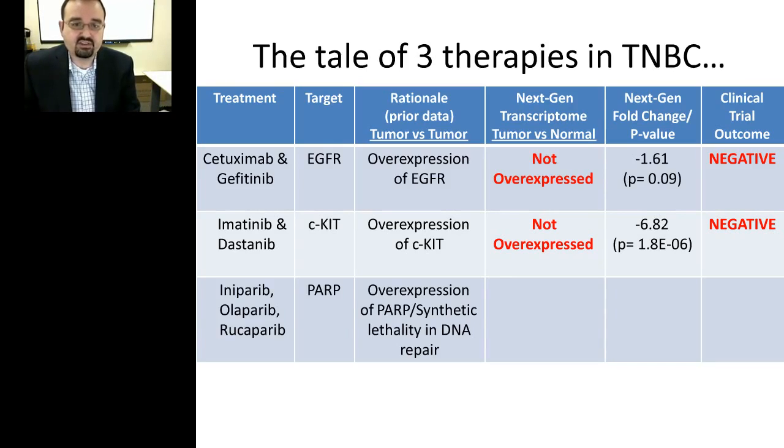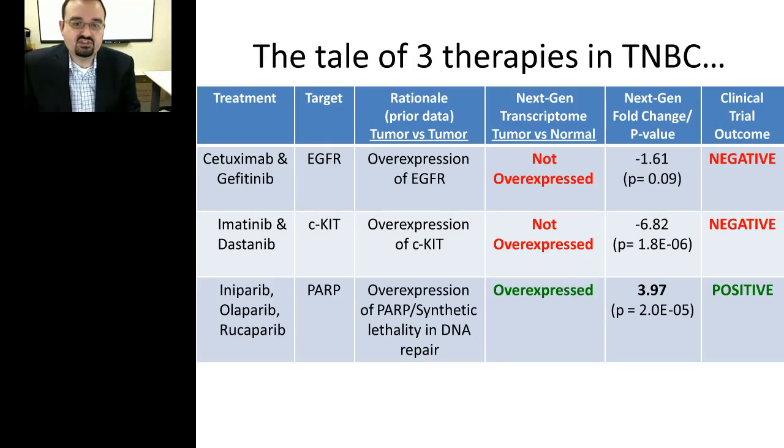The first therapy is cetuximab and gefitinib, which inhibit the EGFR, based on prior data that EGFR is overexpressed in triple-negative breast cancer. Interestingly, when we compare to microdissected normal breast, we don't find EGFR on average to be overexpressed. We actually find no differential expression. This is an observation that was confirmed by qPCR and also by CLIA-based IHC staining. And clinical trials testing EGFR inhibitors in triple-negative have all been negative.